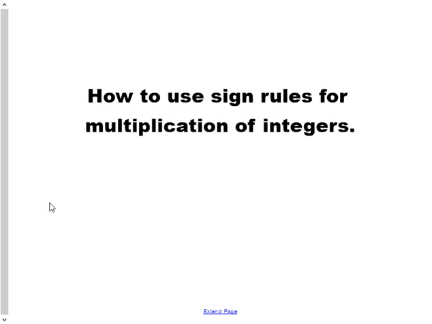Okay, this is your second video. This video is on how to use sign rules for multiplication of integers instead of modeling. So in the last video, or the first video you watched, you learned how to interpret a multiplication problem of integers using integer chips, or reading it and thinking of it as either repeated addition or repeated subtraction. In this particular video, we're going to talk about how to use sign rules.